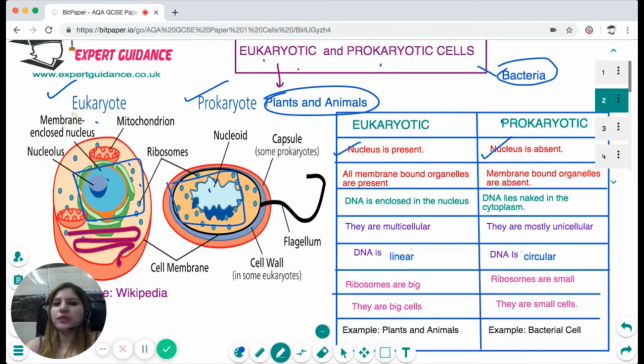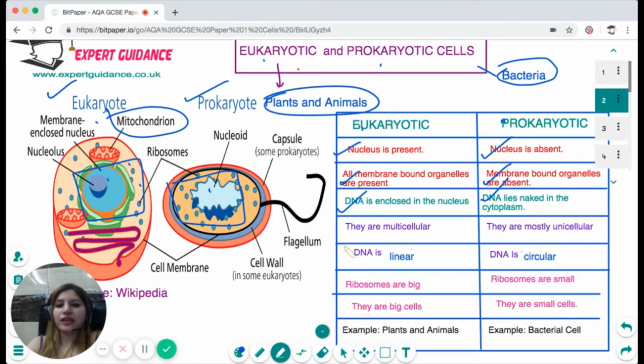Apart from the nucleus, eukaryotic cells, you can see, have organelles which have a membrane around them. So all membrane-bound organelles are present in a eukaryote, for example mitochondria, but these membrane-bound organelles are absent from a prokaryotic cell. The next difference is, since the nucleus is absent, in the eukaryotic cell the DNA is enclosed in the nucleus, but in a prokaryotic cell, it lies naked in the cytoplasm as it has no nucleus.